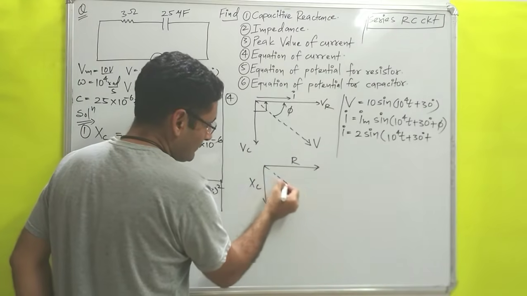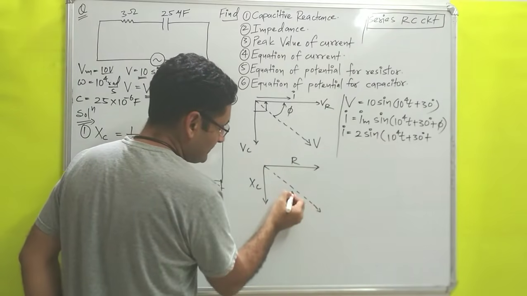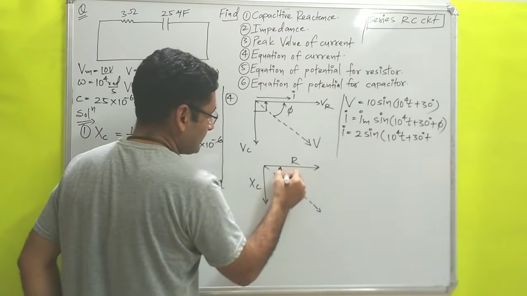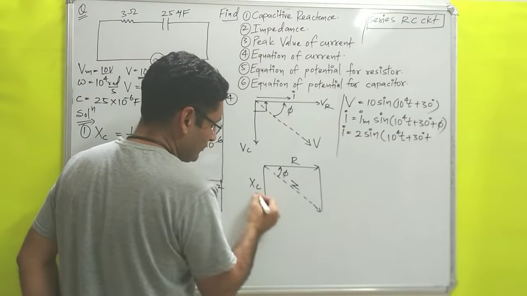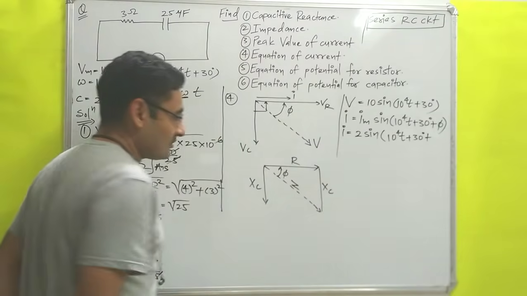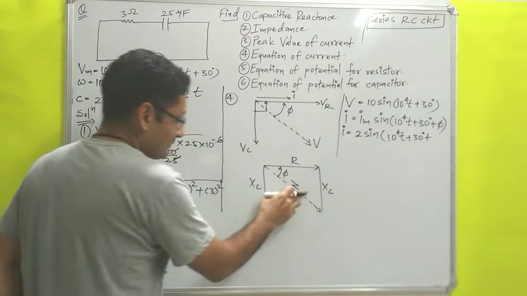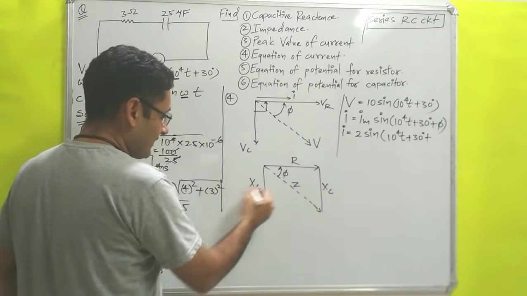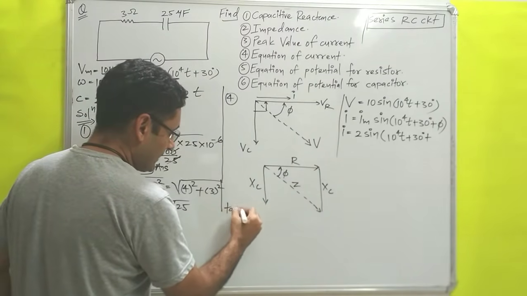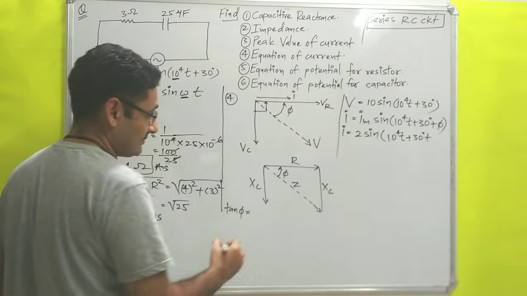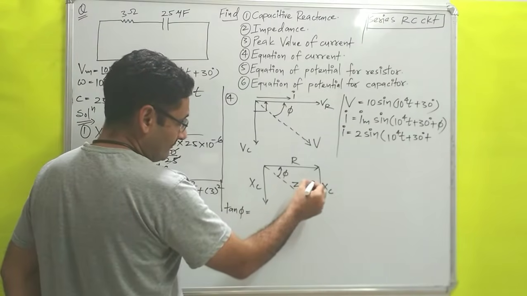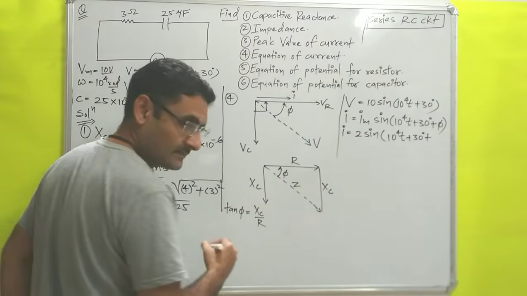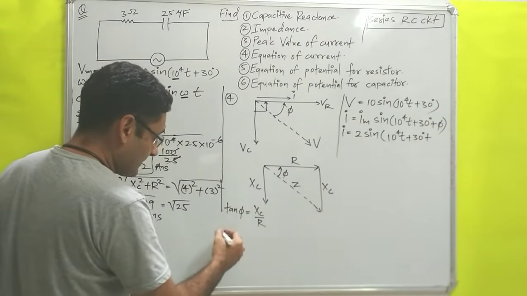So total of this will be what? This will be your impedance, which is Z, and that angle is how much? That angle is phi. If I draw one line over here, that line represents the value of Xc. Okay, so Z I will write properly. So from this diagram, can I find the value of tan phi? So tan phi is equals to what? Tan phi is equals to Xc by R. Okay, perpendicular by base.